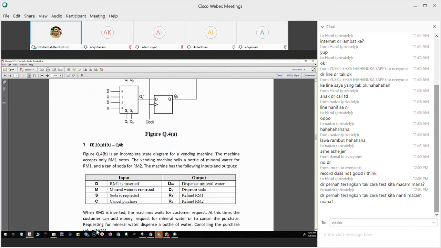Online, I think we're going to do it like this. In my other class, digital electronics, we have 10 sets of questions. We put up the questions on e-learning and then it will be randomized. So you don't know which question you get, but the level is the same.